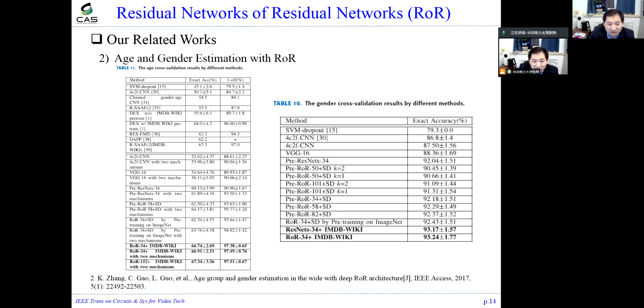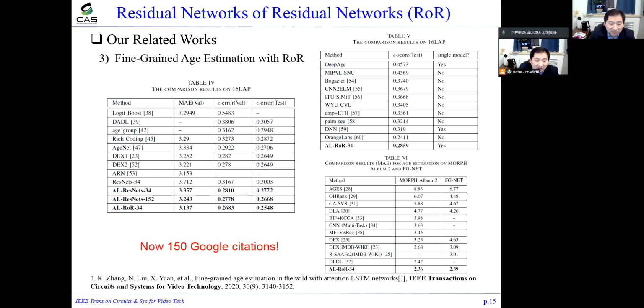Two, we use RoR for age and gender estimation. RoR is effective on age and gender estimation tasks. Three, we propose a novel method based on our attention LSTM network for fine-grained age estimation in the wild. We use RoR as the backbone network, which achieves the best performance.